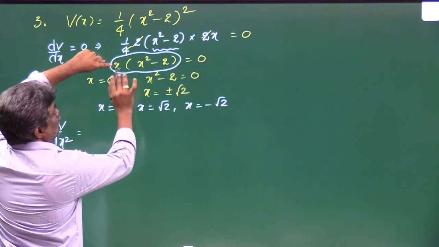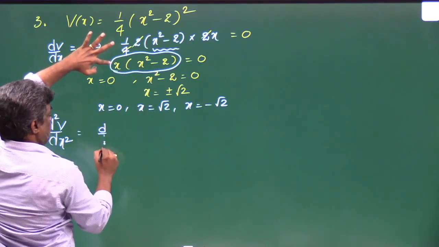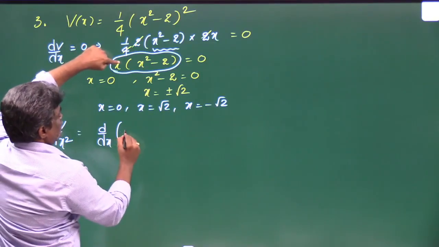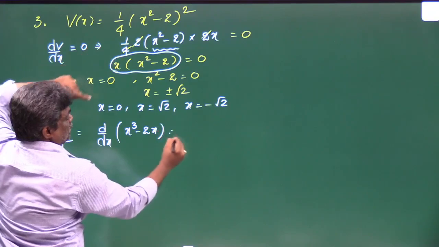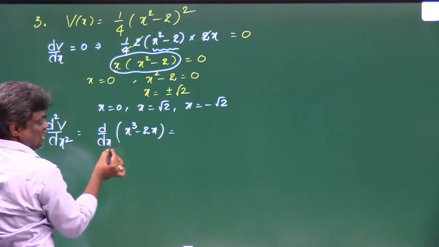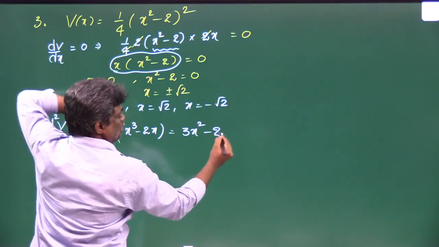So don't take it as uv, please differentiate it. So that's why d by dx of, what is dV by dx? Just multiply, x cube minus 2x. I hope you understand. This is my first derivative I have taken here, and one more time differentiation. So how much? 3x square minus 2.